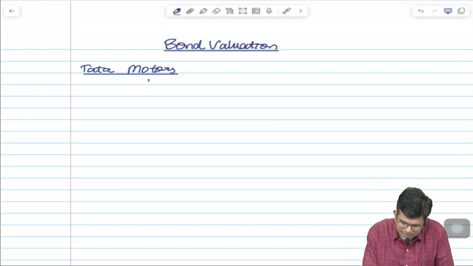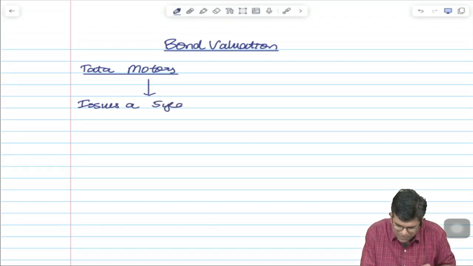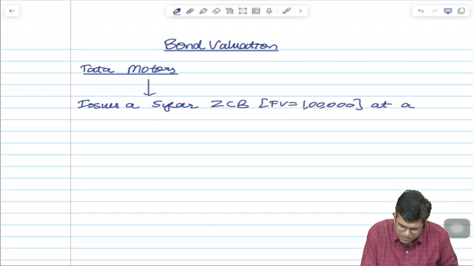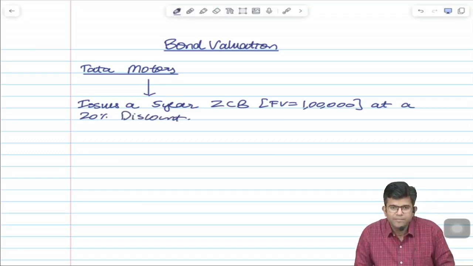So let's say Tata Motors issues a 5-year zero coupon bond having a face value of rupees 1 lakh at a 20% premium. I'm sorry, not premium, but 20% discount. Premium, who will buy that? Okay, at a 20% discount.